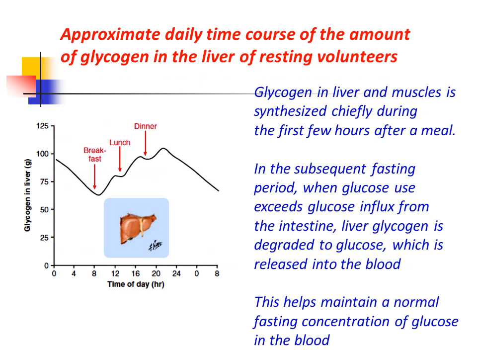Approximate daily time course of the amount of glycogen in the liver of resting volunteers. Glycogen in liver and muscles is synthesized chiefly during the first few hours after a meal. In the subsequent fasting period, when glucose use exceeds glucose influx from the intestine, liver glycogen is degraded to glucose, which is released into the blood. This helps maintain a normal fasting concentration of glucose in the blood.